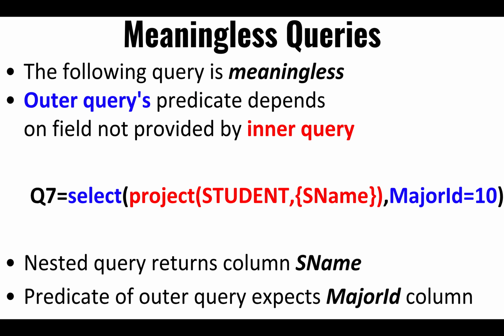Some queries you have to be careful might not return anything, because the inner query might filter out records or fields that the outer query might need. For instance, here the inner one is retrieving only the field student name, but the outer query's predicate needs to match against the major ID. But I don't have the major ID, because I'm only projecting the student name.